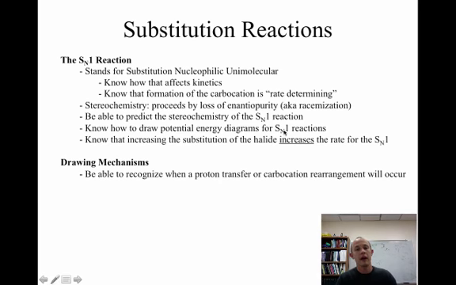There are going to be at least two steps, and you're going to have one slow rate determining step with a high activation energy. You know that increasing the substitution of the halide increases the rate, so that usually tertiary is the fastest, secondary is slower, and then primary and methyl are pretty much no-go in the SN1 reaction. Be able to recognize when proton transfer or carbocation rearrangements will occur.